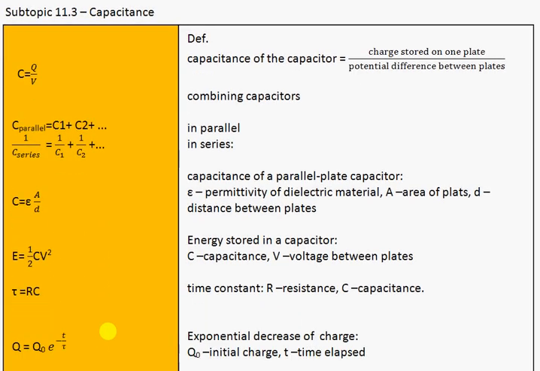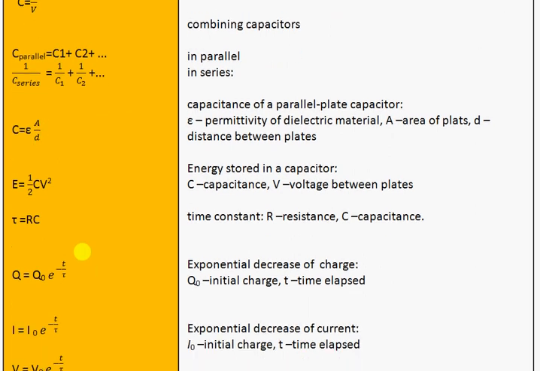Capacitance. By definition, capacitance C equals charge divided by voltage. If you connect capacitances in parallel, you add capacitances. If you connect them in series, you use the inverse formula. The capacitance of a parallel plate capacitor is determined by the permittivity of the dielectric material, area, and distance between plates. Energy is CV squared over 2.